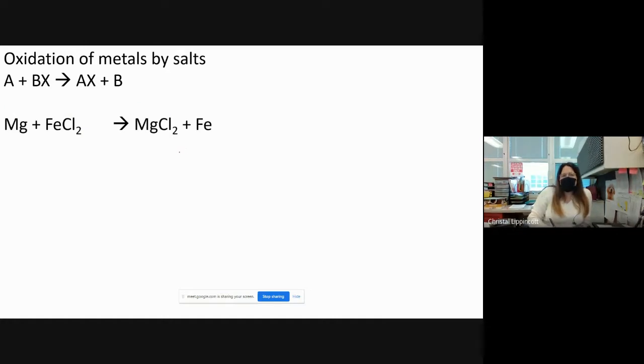Oxidation of metals by salts. So here, this is a 0. Over here, it's going to be a +2. So it's lost electrons. Here, this is a +2, and this is going to be a 0. So it will have gained those electrons, so it will have been reduced.